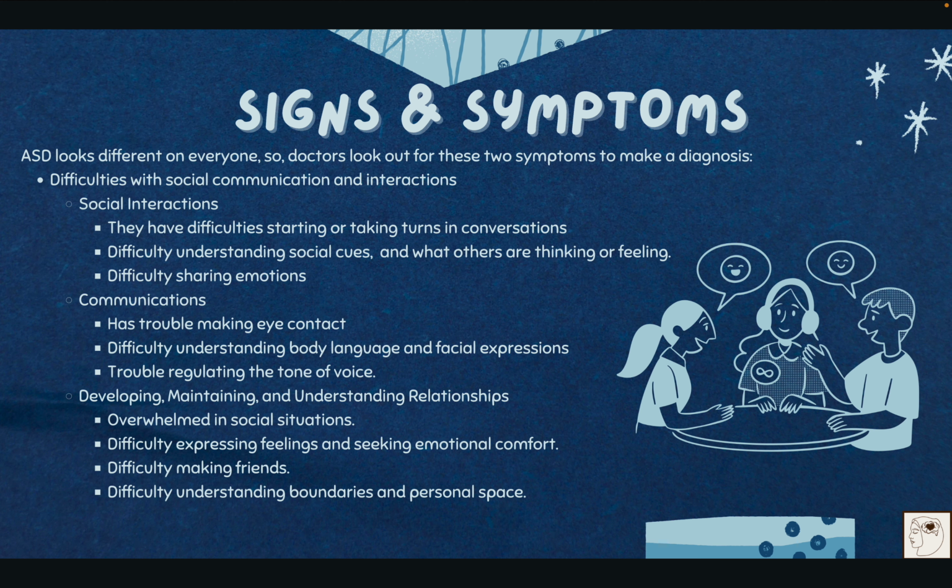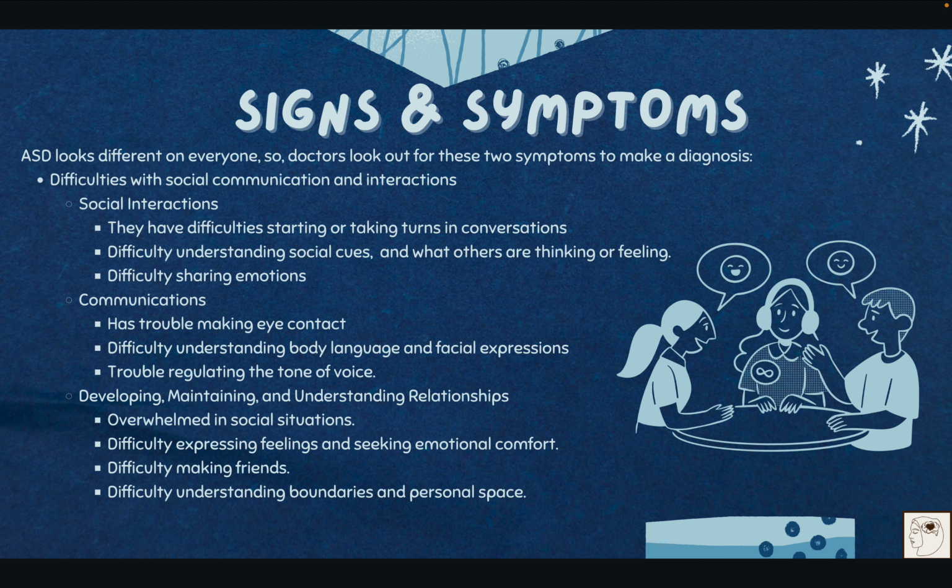So doctors look out for two main symptoms to make a diagnosis. We have difficulties with social communication and interactions, and we have restricted and repetitive behaviors. For difficulties with social communication and interactions, we have three criteria: social interactions, communications, and developing, maintaining, and understanding relationships. For social interactions, the individual would have difficulty starting or taking turns in conversations. They would have difficulty understanding social cues and what others are thinking or feeling, and they have difficulty sharing emotions.